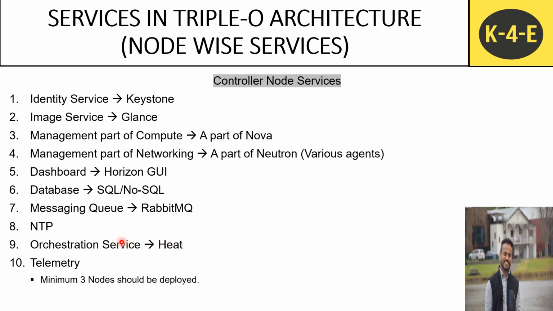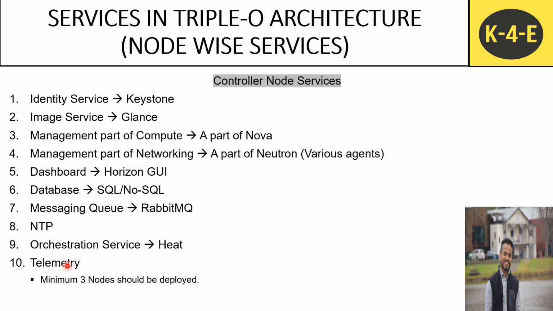Also, it creates a stack. So heat creates a stack between your OpenStack and the other third-party system. Suppose you have a third-party machine which can fire commands automatically. Then it can create a stack with your OpenStack as a bridge, and you can use that stack to fire commands and manage the life cycle of your instances in your OpenStack environment. So this is your orchestration.